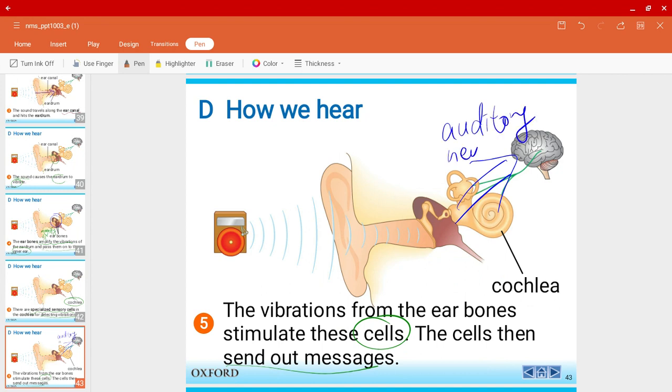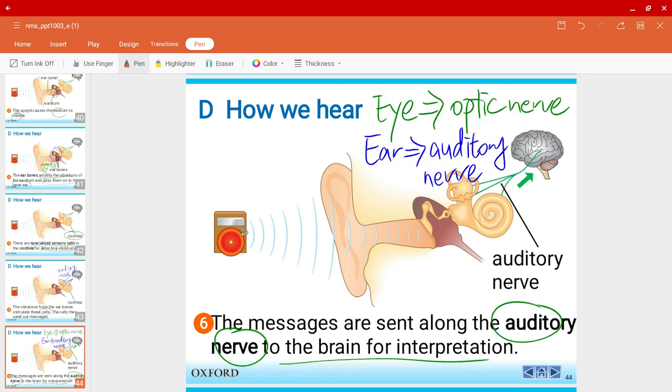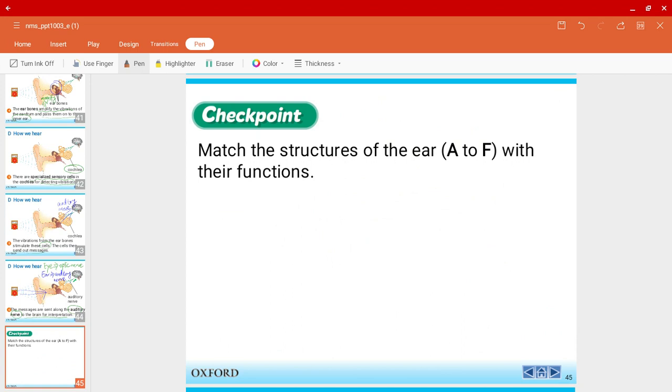Okay, guys, make sure that you understand this 6-step process. Keep going through them. Eventually, you'll understand the whole process better. Of course, I'll explain this further in class, so you can always come back to this video to understand better. All right, once we've learned about this, let's see whether we can match the structures of the ear with their functions.